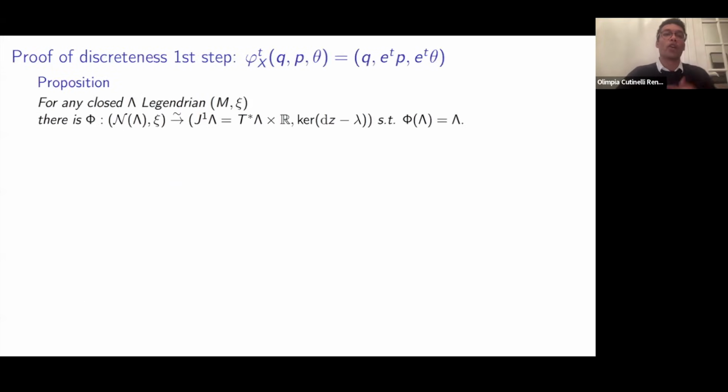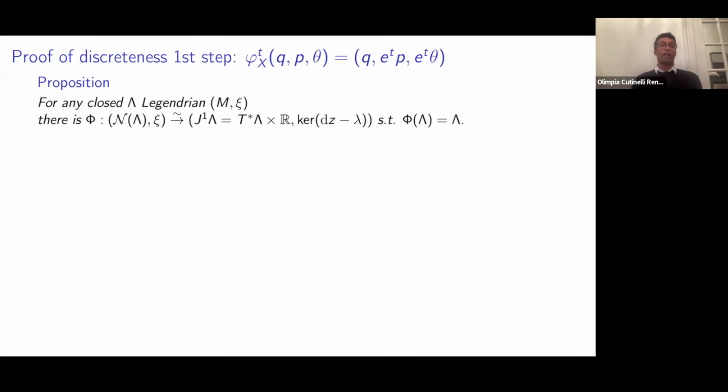So now maybe I go to the proof of theorem B. Theorem B was a discreteness of the invariant distance. You remember, discreteness means that if you have an invariant distance, there exists a constant c such that the distance between two Legendrians that are not the same has to be greater than this constant c.